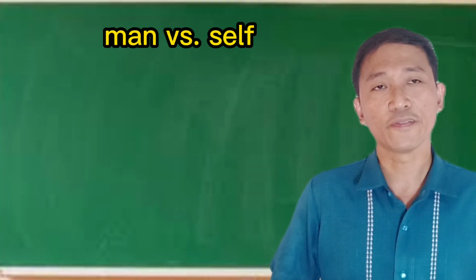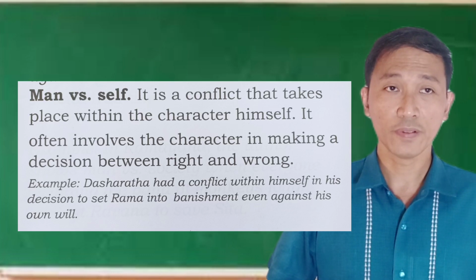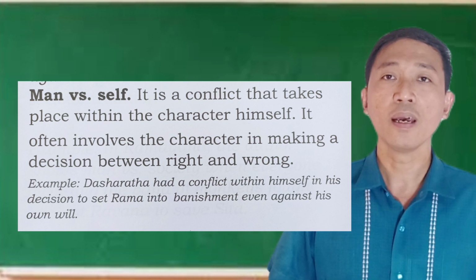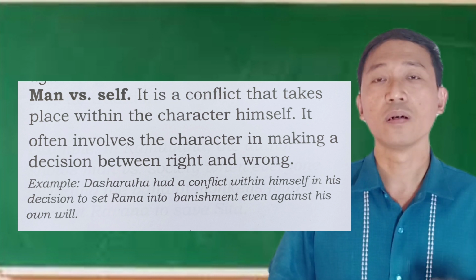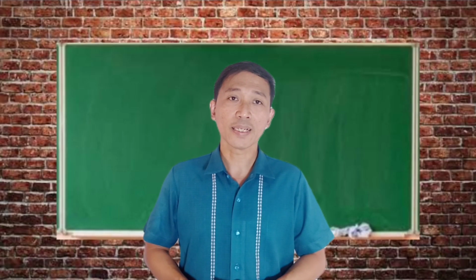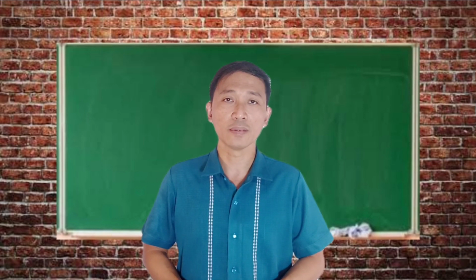Man versus self. It is a conflict that takes place within the character himself. It often involves the character in making a decision between right or wrong. Example: Dasharatha had a conflict within himself in his decision to set Rama into banishment even against his own will.